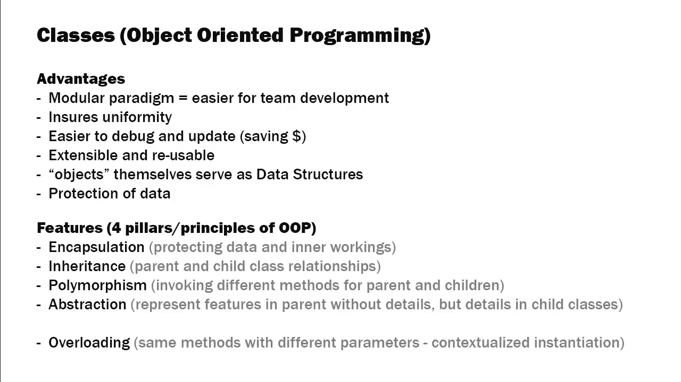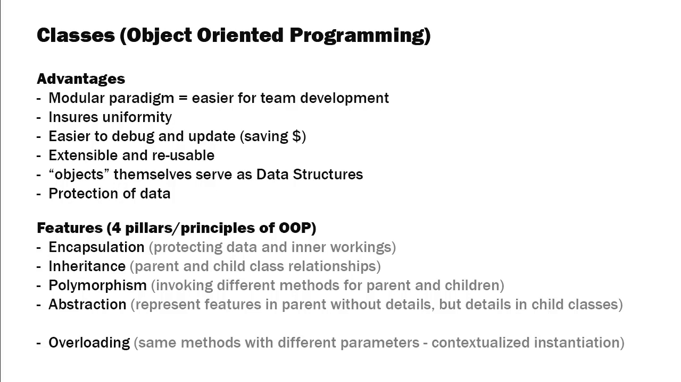The objects themselves, I mentioned, serve as data structures and makes it much easier for us to manipulate and work with that data. It also protects the data. And so one of the ways that it protects that data is something called encapsulation. That's one of the 4 pillars or principles of object-oriented programming. Encapsulation lets us hide the raw data and hide the inner workings of the class. We don't really care how a class reaches a result. We just care that it reaches the correct result. How it gets there is of no concern to us, only the person creating that class.